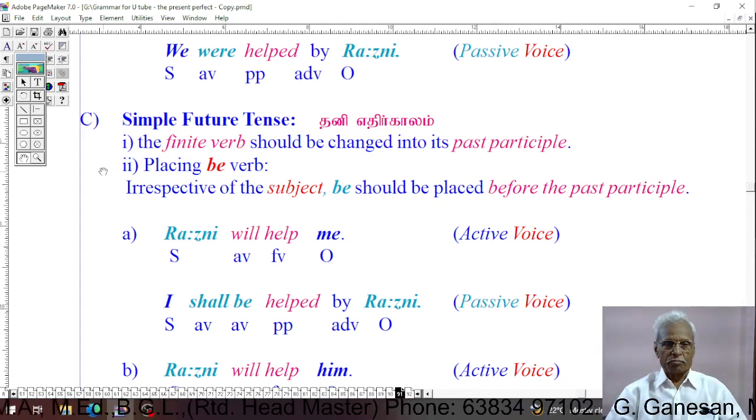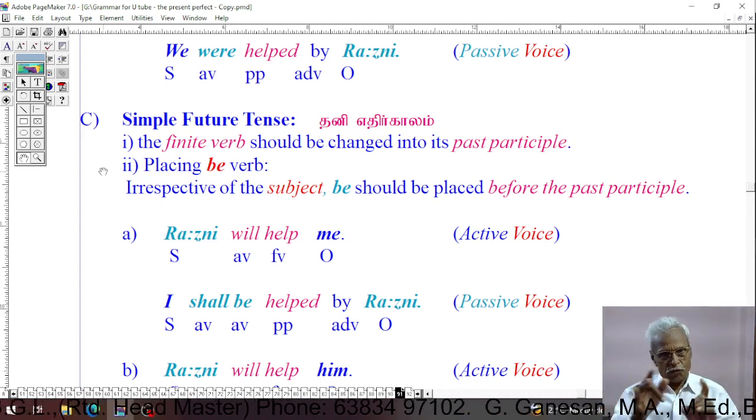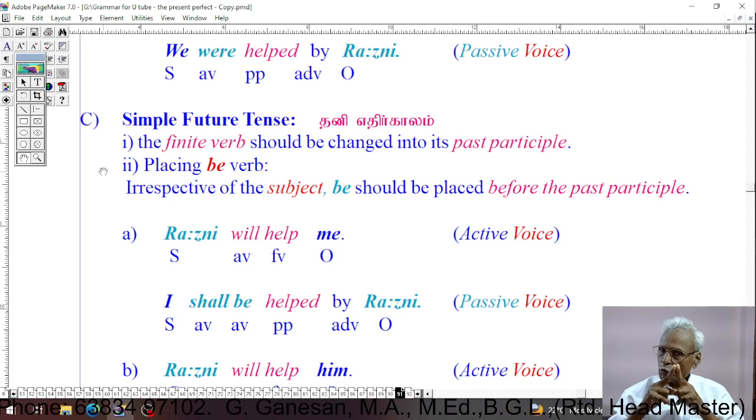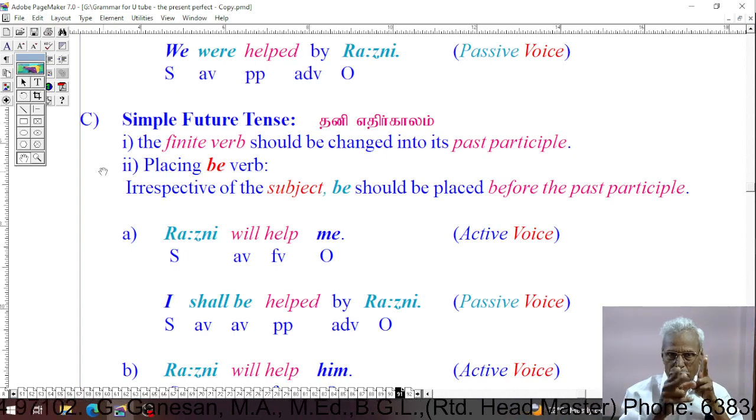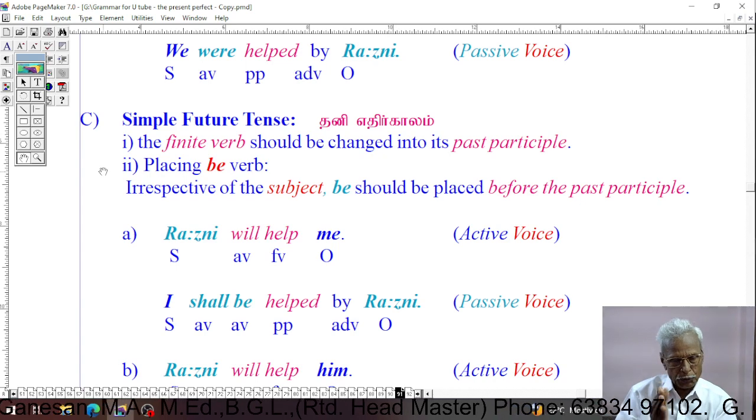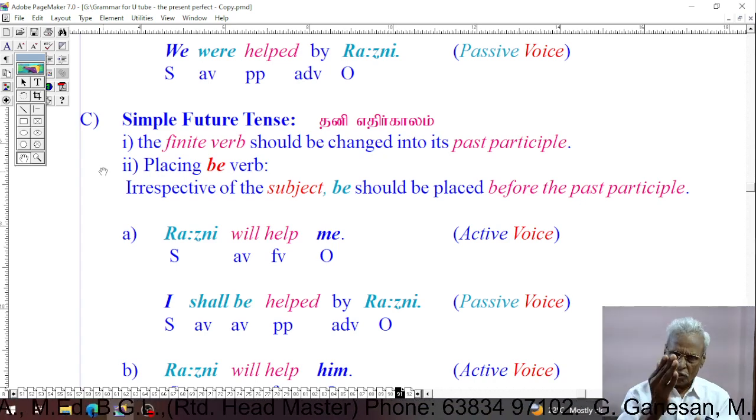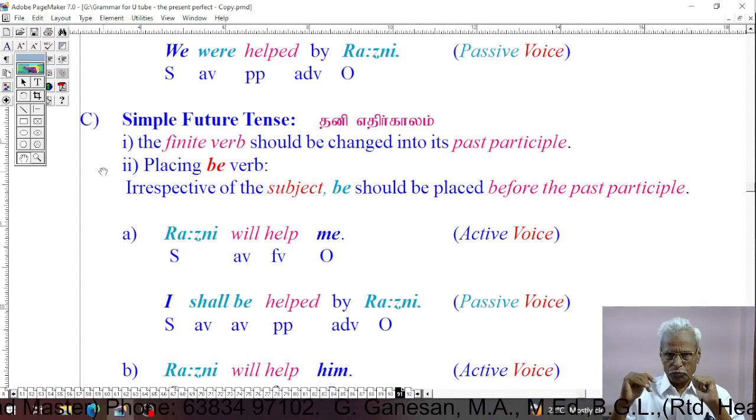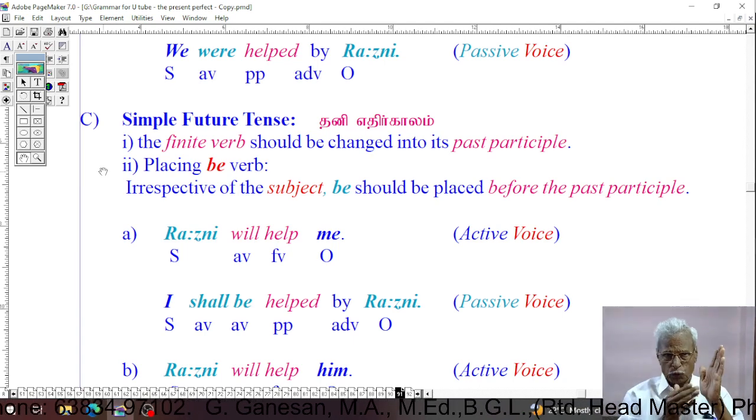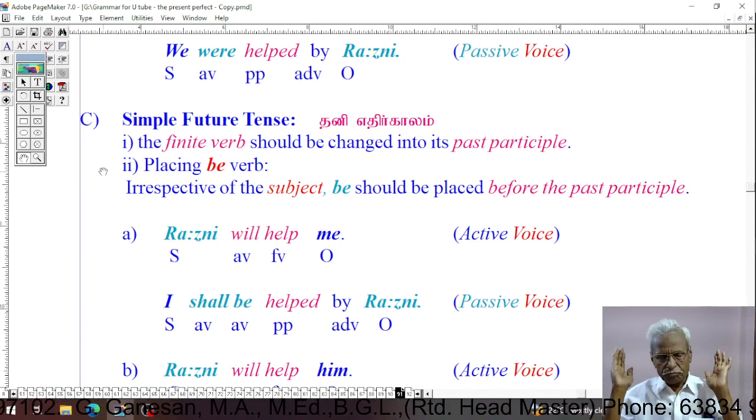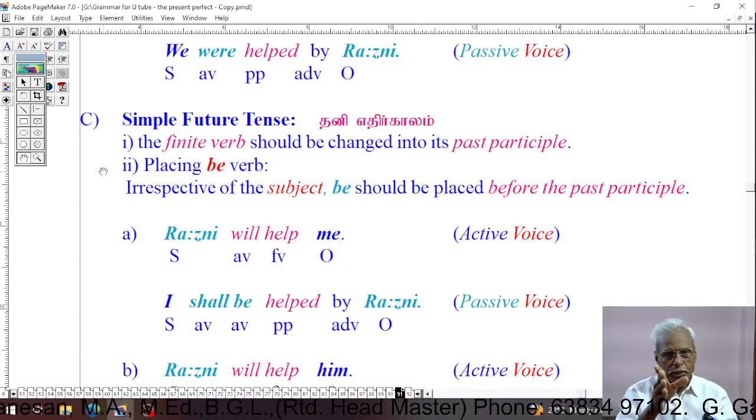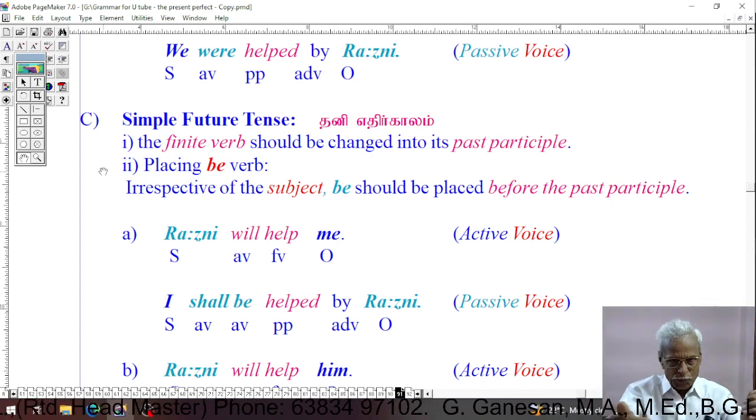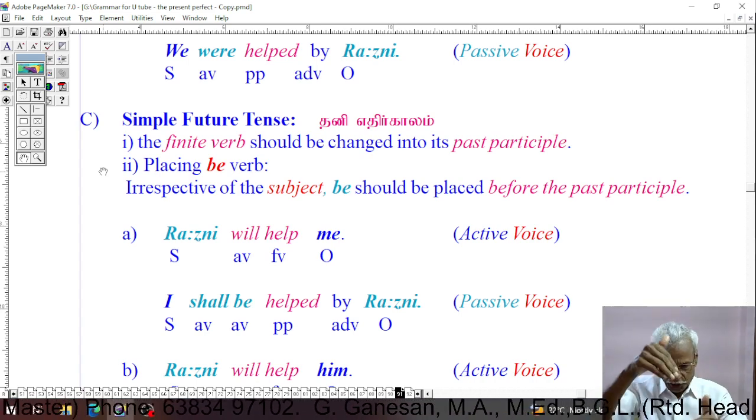Then simple future tense. First, interchange of subject and object. Then, in simple future tense, there will be two verbs: shall or will plus the present tense verb. Here the finite verb should be changed into past participle. Then will or shall should be placed according to the rules that we have seen in simple future: for first person shall, second and third person will. After converting into passive form, the be verb be should be placed between the past participle and will or shall. Be should be placed between these two verbs.